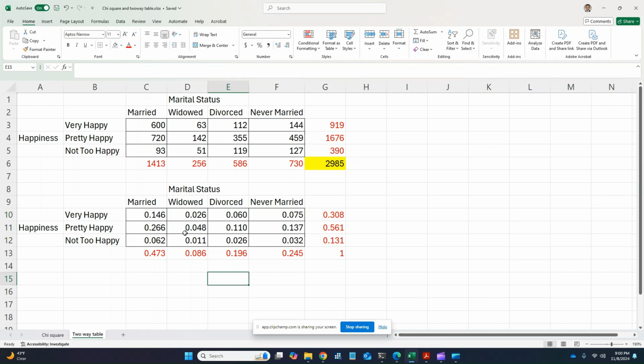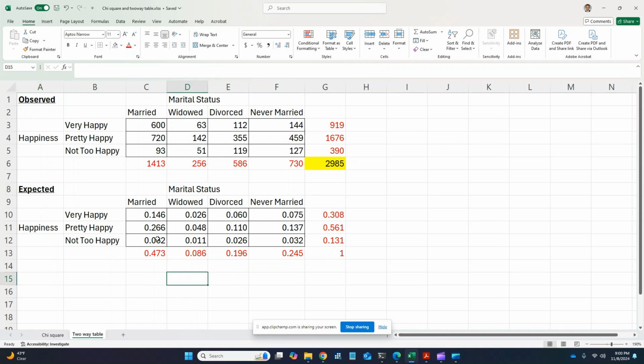Now that we have all the proportions ready, for example, we have never married and not too happy, this proportion ready as well. What does it mean? That the proportion of people in the sample who are never married and not too happy is 0.032. That means 3.2% of people are never married and not too happy if I expect these two variables to be independent. So this table right here gives the observed values, and this table right here gives the expected proportions.